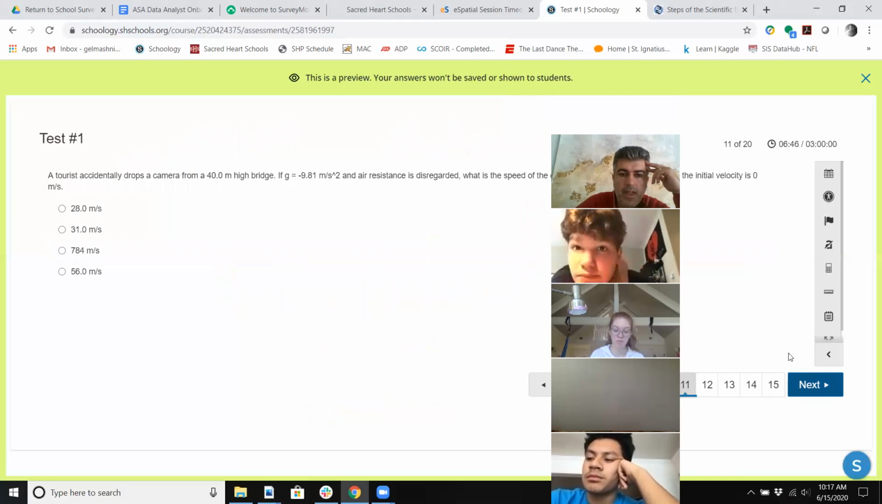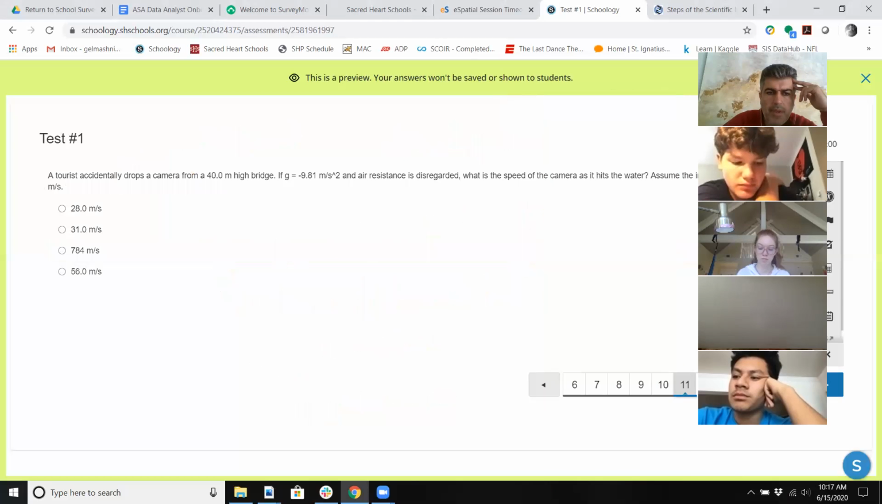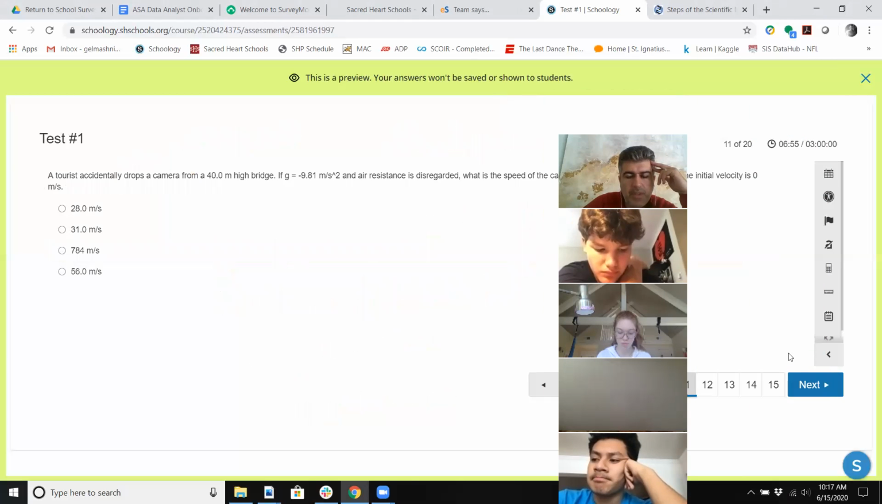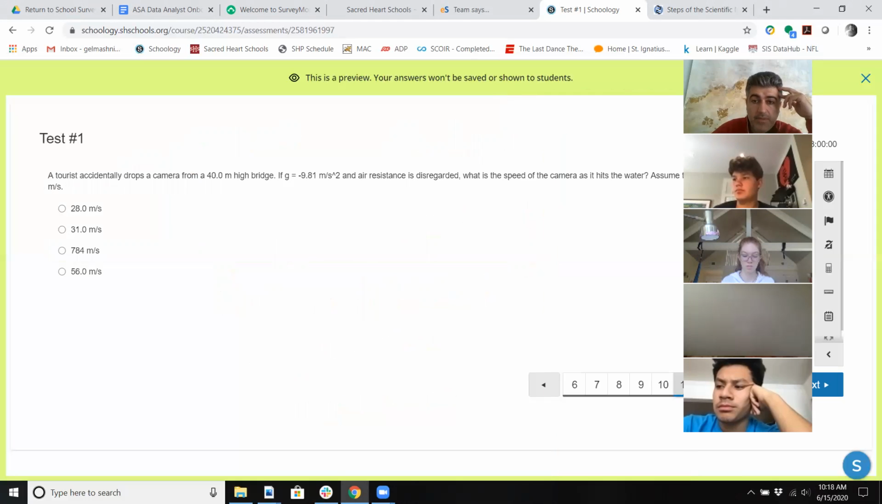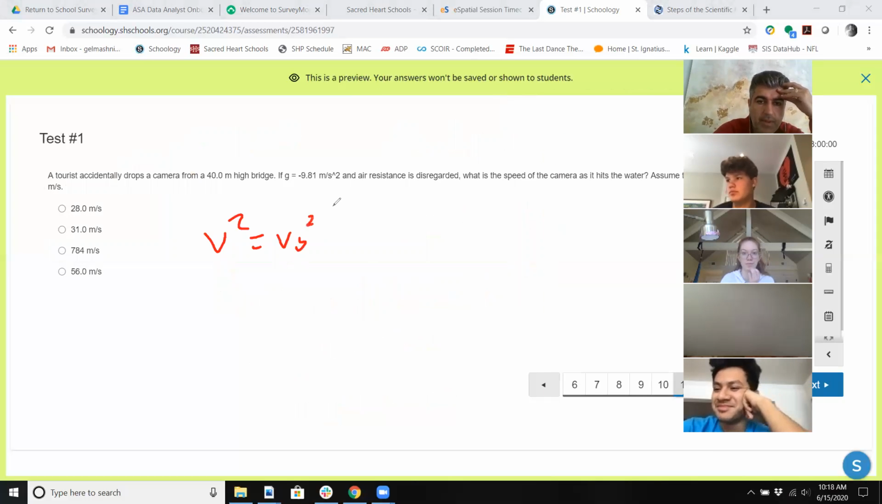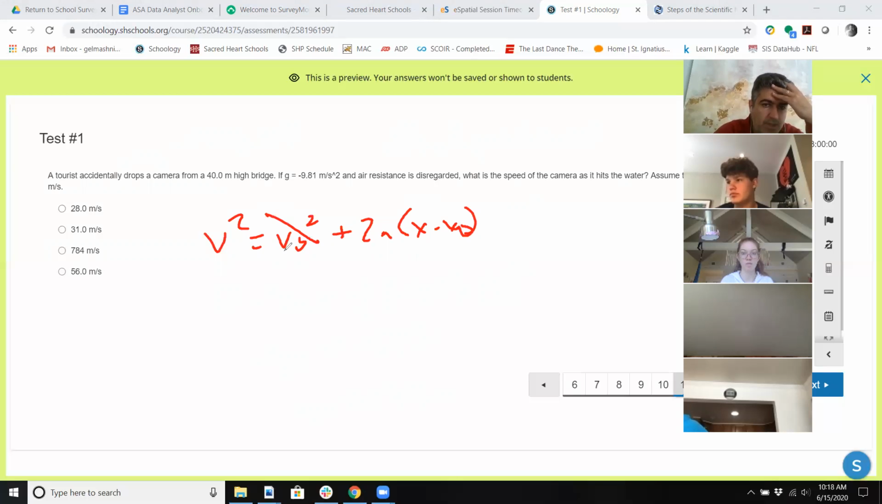For 11, you drop a camera from a 40-meter high bridge. And we did say assume the initial velocity is 0, but you want the final velocity. So we're using this formula now. Another kinematic formula: v squared equals v0 squared plus 2a times your displacement. Well, your initial velocity is 0, so you can cross it off.